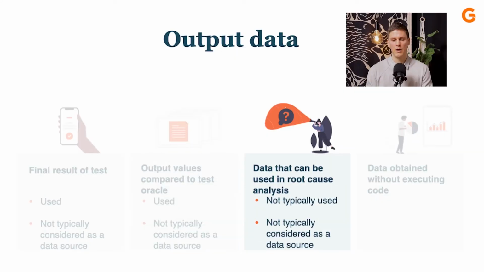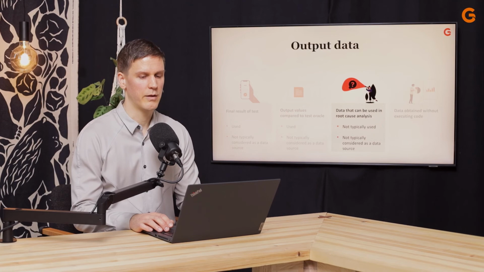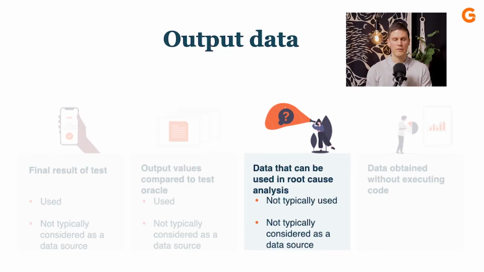The third category of data in the table is data that can be used in root cause analysis. This can be everything generated by the program during execution, including system logs, generated files, screenshots, or video recording of test execution. This type of data is not typically used and is typically not considered as a data source.